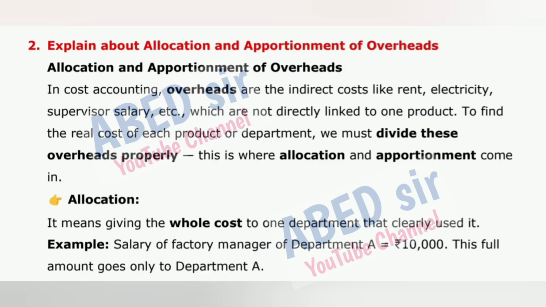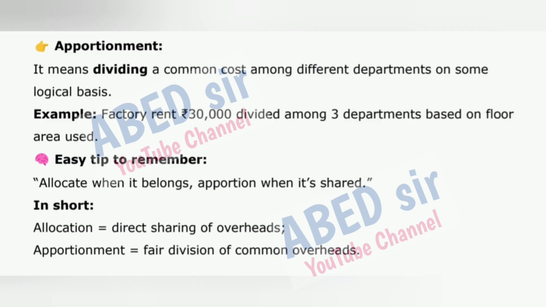Allocation means giving the whole cost to one department that clearly used it. Example: salary of factory manager of department A is equal to 10,000 rupees. This full amount goes only to department A. Apportionment means dividing a common cost among different departments on some logical basis. Example: factory rent 30,000 rupees divided among 3 departments based on floor area used.